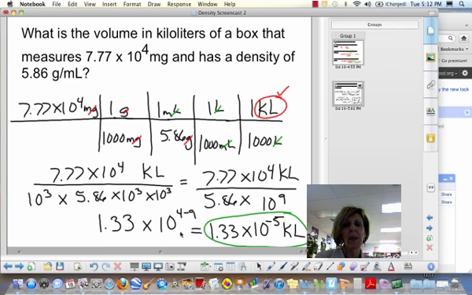And then finally I do my division. 7.77 divided by 5.86 is 1.3. And then I have 3 sig figs, so I round to 1.33 times 10 to the, now I have to subtract my exponents, so 4 minus 9 is minus 5. So my answer is 1.33 times 10 to the minus 5 kiloliters. And that's how you do that problem.